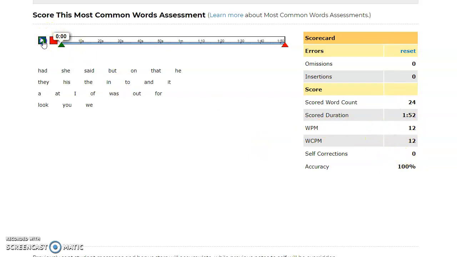You can actually listen to the voice recording of how the child did in pronouncing all the sight words, so you know which of the sight words to reinforce while you're doing tutoring.